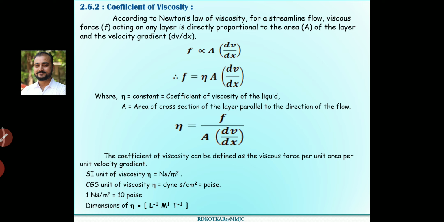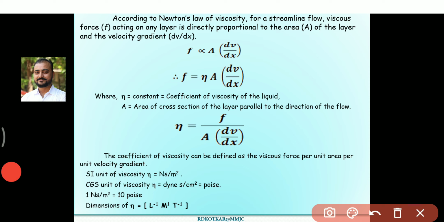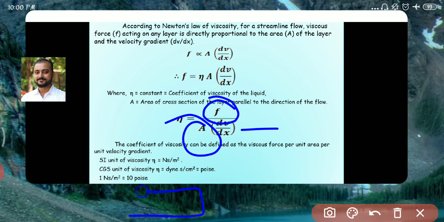So what about the dimension? The dimension is given by L raised to minus 1, M raised to 1, T raised to minus 1. How does it come about? By substituting the dimensions of force, that is M1 L1 T raised to minus 2, area L to the power 2, velocity L1 T raised to minus 1, and displacement, that is L raised to 1. By substituting all these values we get this.